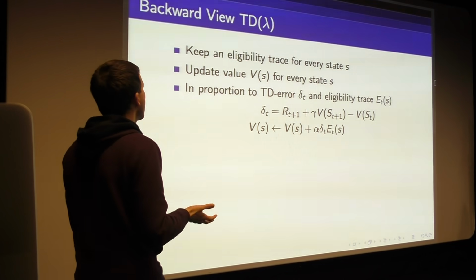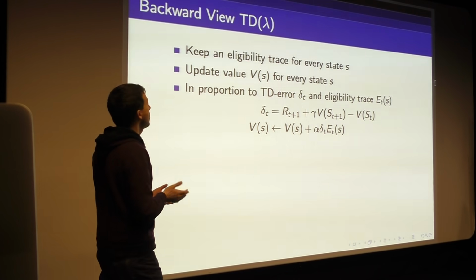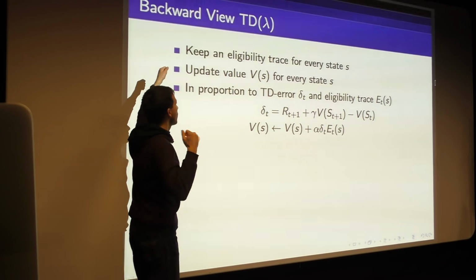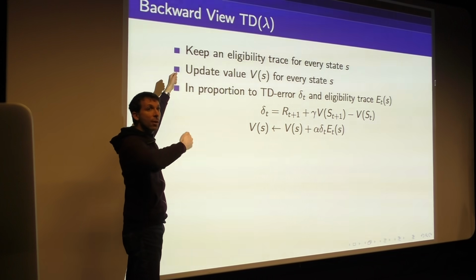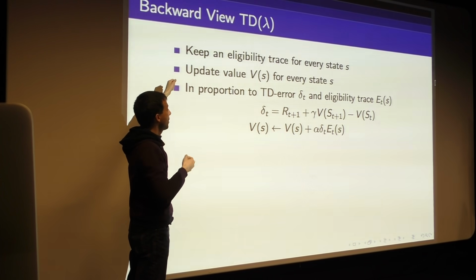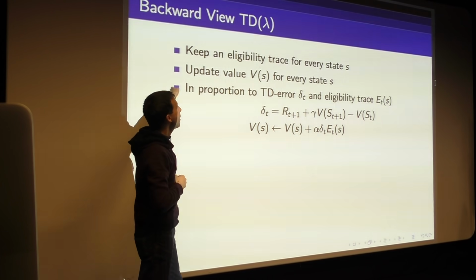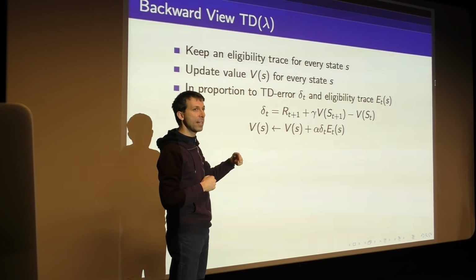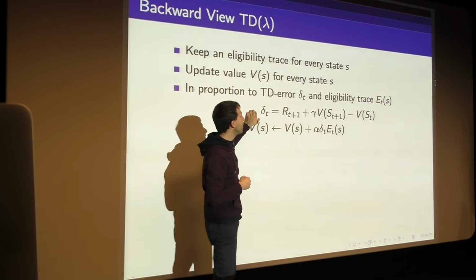So this gives us the backward view TD lambda algorithm. What this gives us is the following algorithm, where for every state we're going to keep one of these eligibility traces. That's trivial computationally, it's just a simple operation per state. We update the value function for every state in proportion to both the TD error and the eligibility trace. So we compute our TD error.